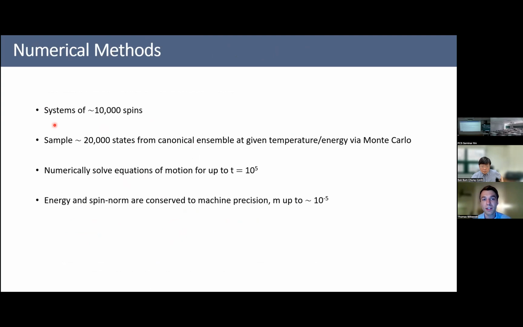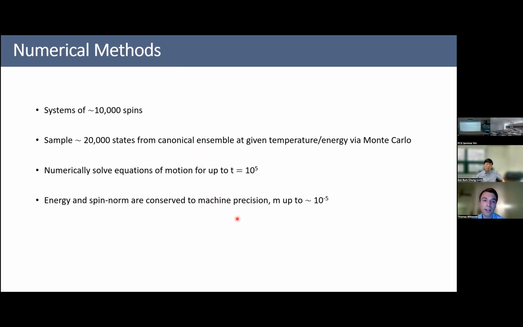So it's classical systems, so we can easily simulate up to 10,000 spins. We then can prepare a thermal state by just sampling from the canonical distribution function at a given temperature or energy via Monte Carlo. And then we're just going to solve the equations of motion for times up to 10^5 times the exchange constant, so 10^5 J. So we're really, in many ways, in a better situation than in quantum systems, where you might be lucky if you get up to 10 or 100 J. You can easily go up to 10^5 exchange constants to really access the long-time hydrodynamic regime of these models.